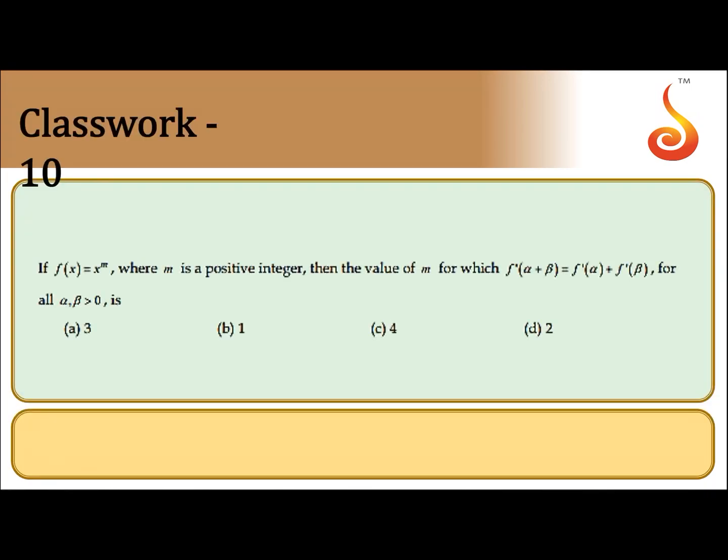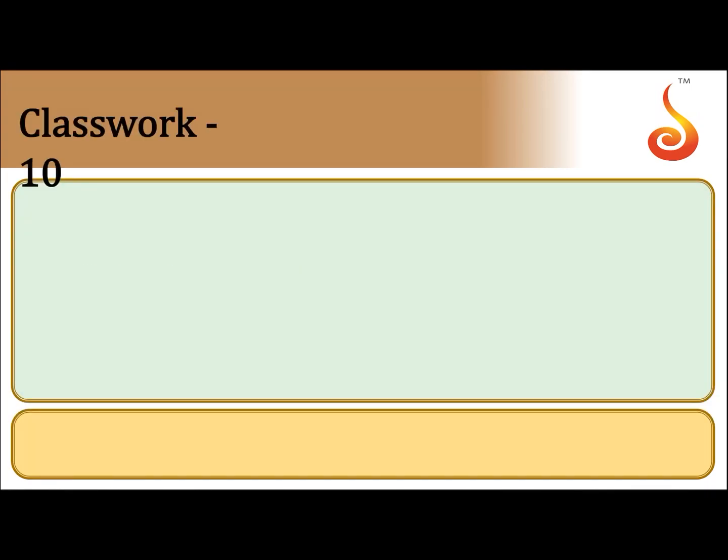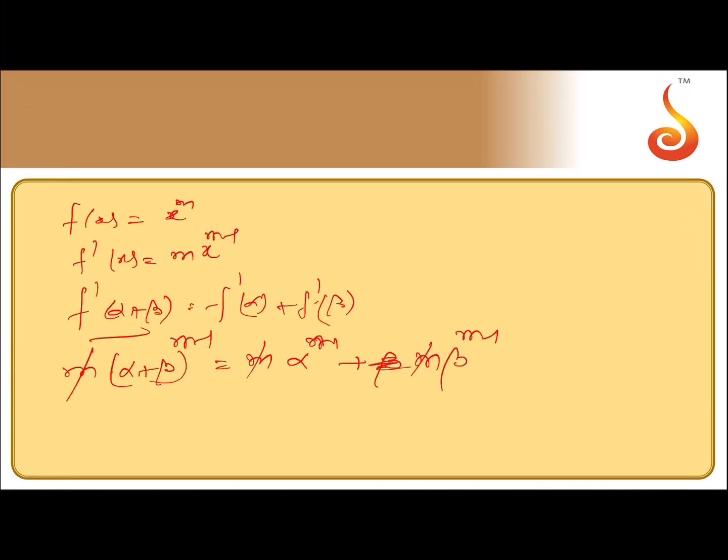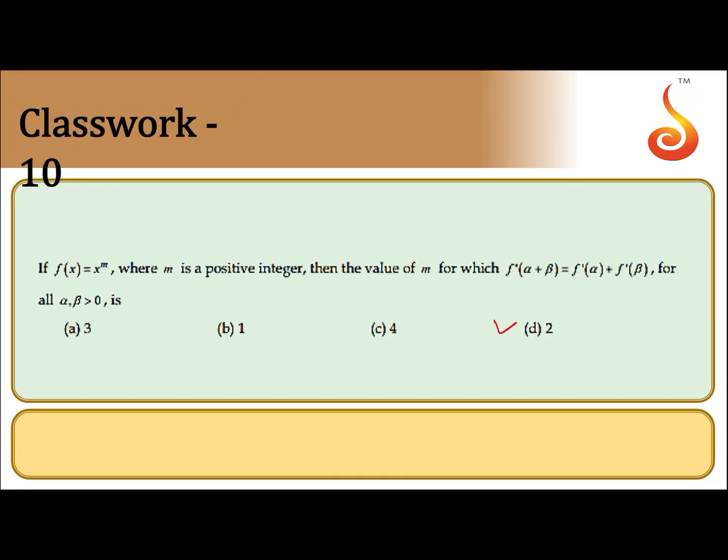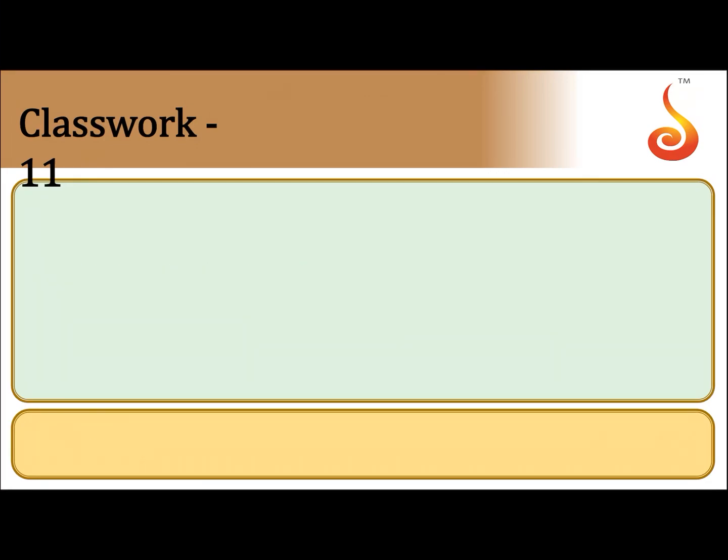Of course, option wise you have 3, 1, 4, 2. I hope 1 does not satisfy the condition here, because with power 0 we get (alpha plus beta) power 0, that is 1 equal to 1 plus 1. It doesn't satisfy. m equal to 2 exactly satisfies the condition that alpha plus beta is equal to alpha plus beta. So the answer m equal to 2 is the answer.